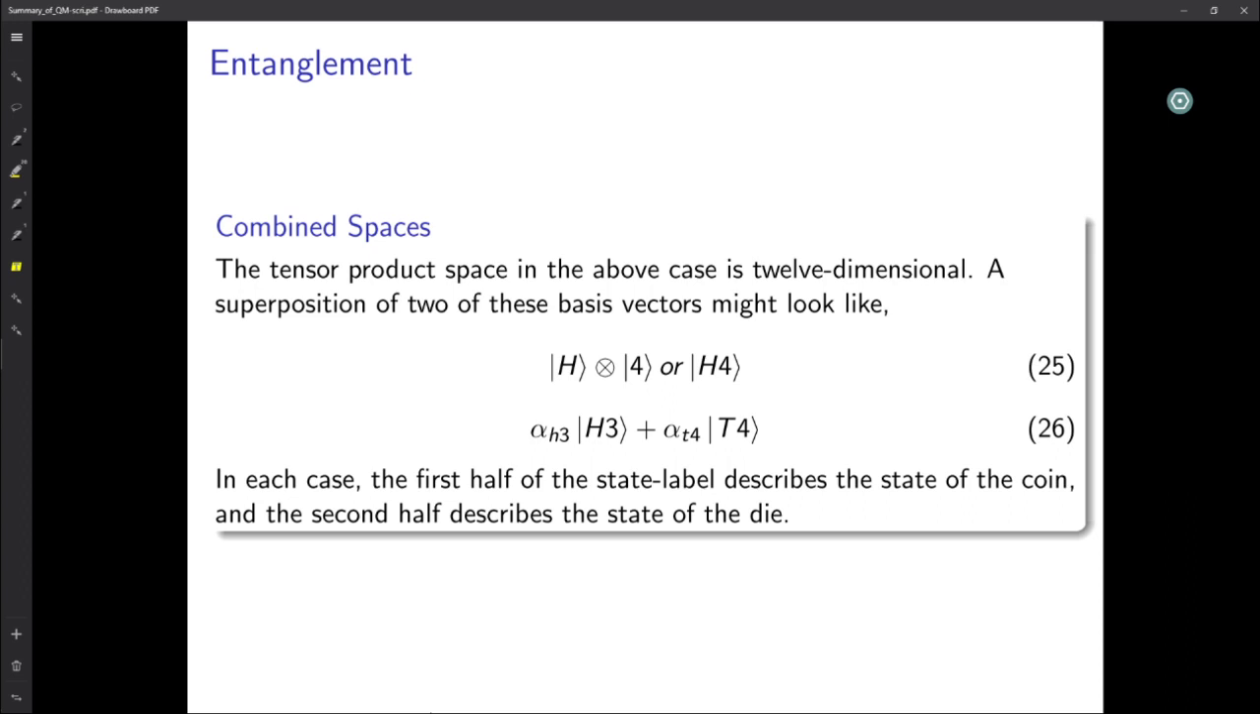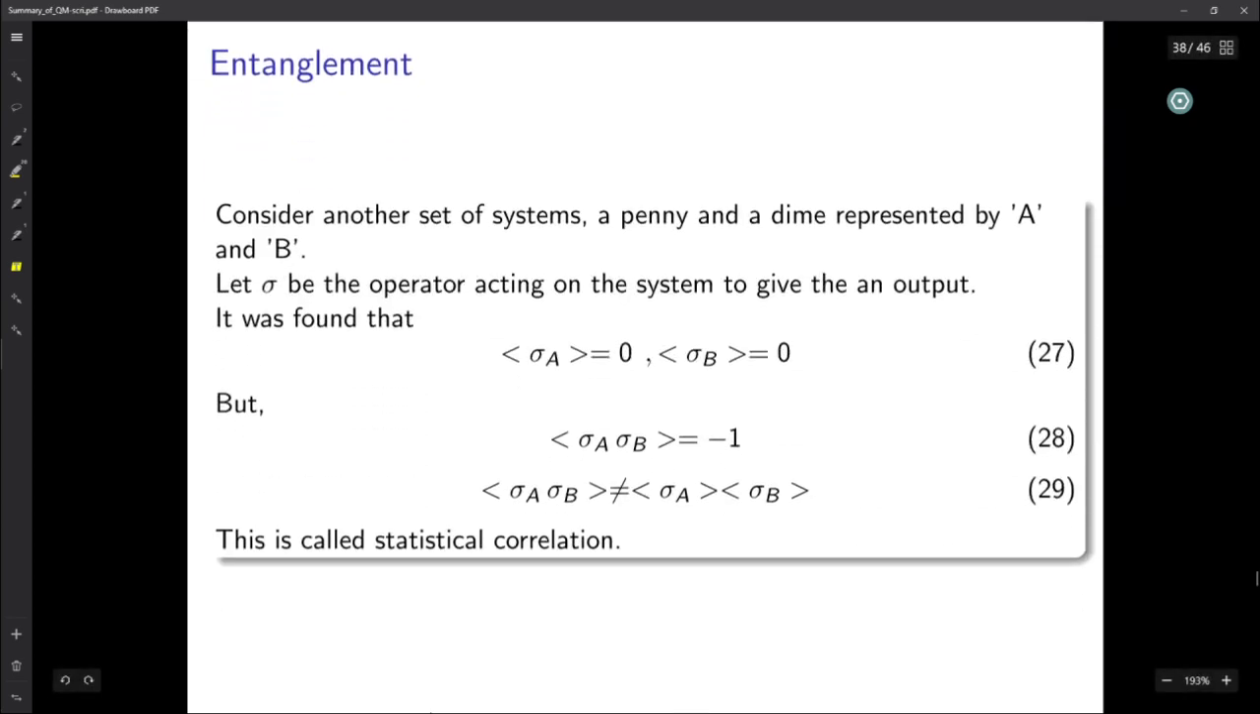So the first half describes the state of the coin, and then the second half describes the state of the die, that is 3 or 4. And next one, Pugar. So that is a little intro into the tensor product and the vector spaces.